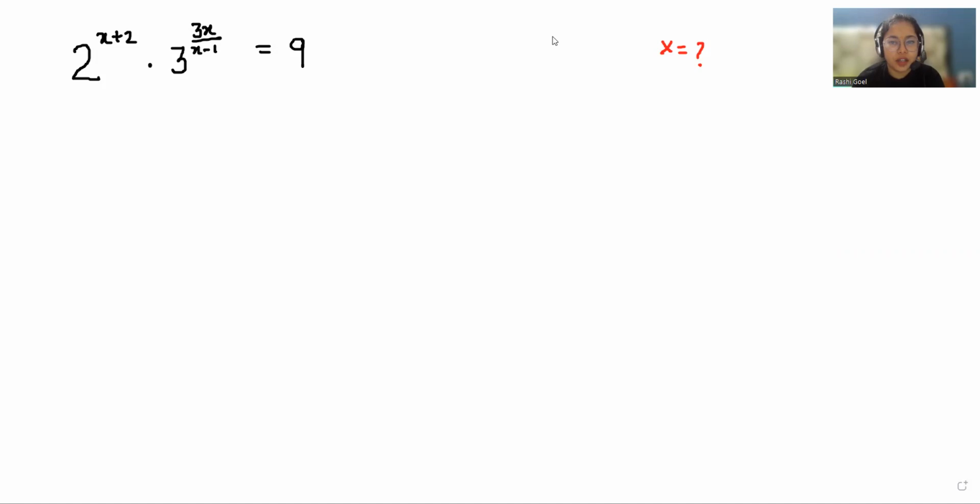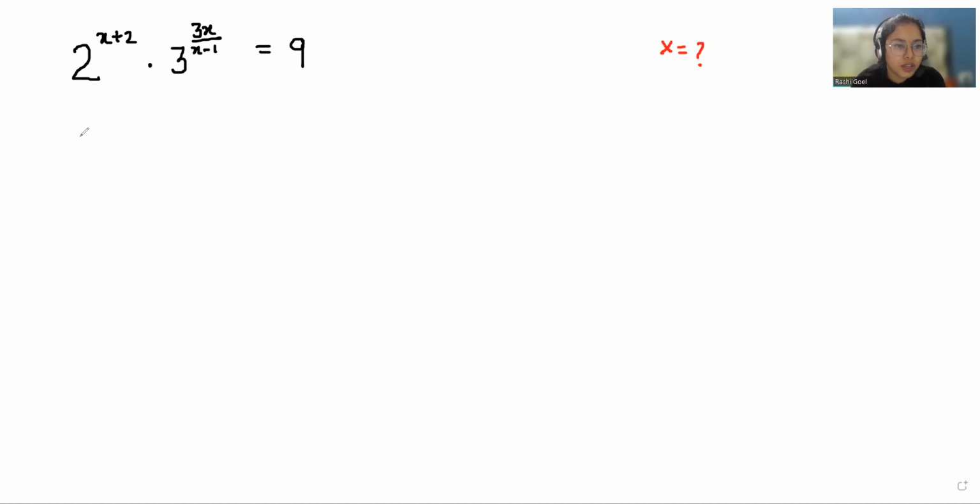My name is Rashi Goel and in this video we are going to solve 2 power x plus 2 times 3 power 3x by x minus 1 is equals to 9 and we have to find the value of x. So let's start with today's video solution.